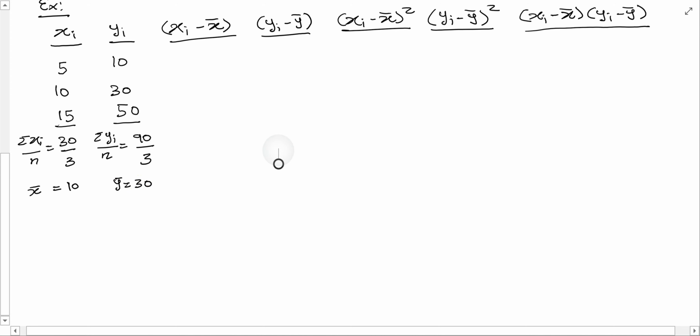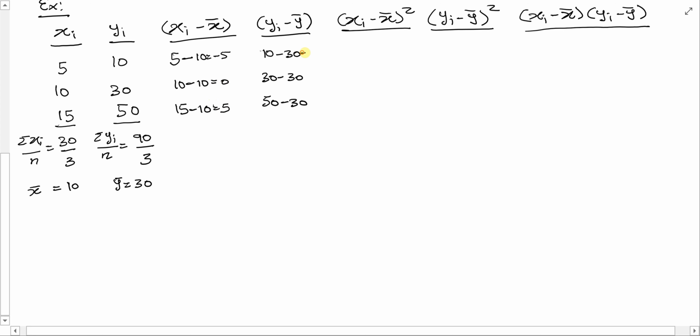Make sense? Now, we would take each value of x and see how far is each value away from its mean. So mean is 10. And so we would like to see how far is each value away from its mean. And we do the same thing for y, whereby y has values 10, 30, and 50. And the mean is 30. How far is each of these y values away from its mean, right? So this will give you minus 5. That's 0.